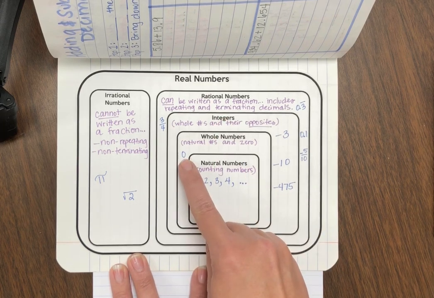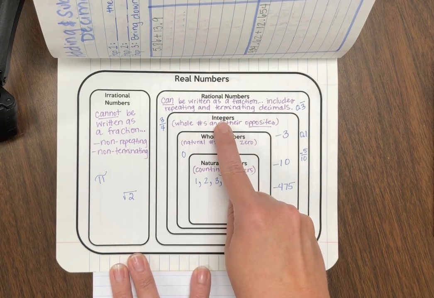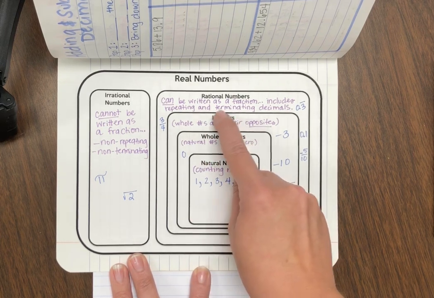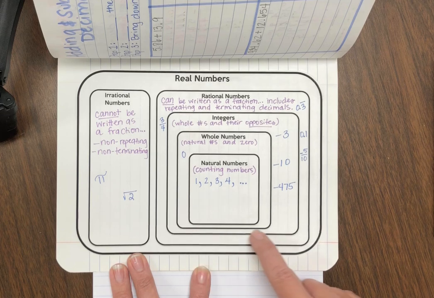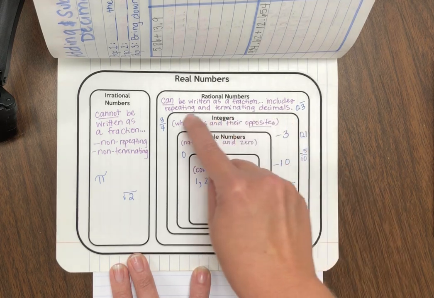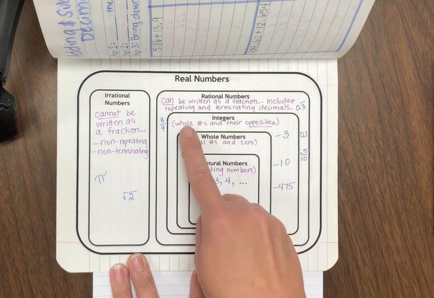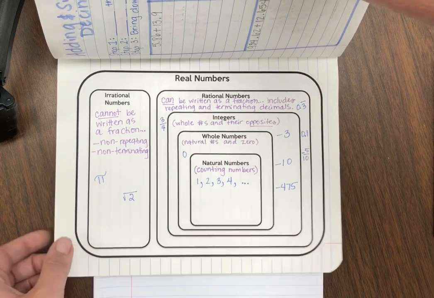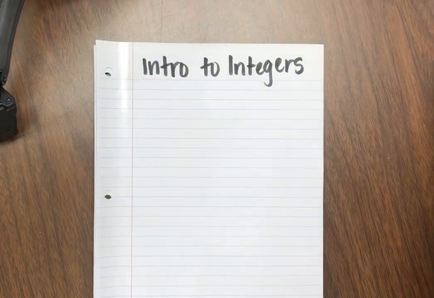I want you to really quickly think in your head, would 0 be considered an integer? Hopefully you said yes. Anything within this section of our Venn diagram would be considered an integer. So we're talking about whole numbers and their opposites when we're talking about our lesson today.